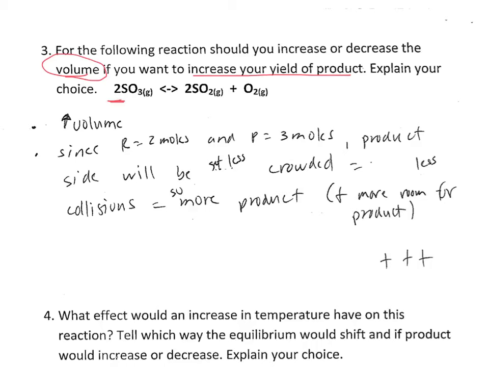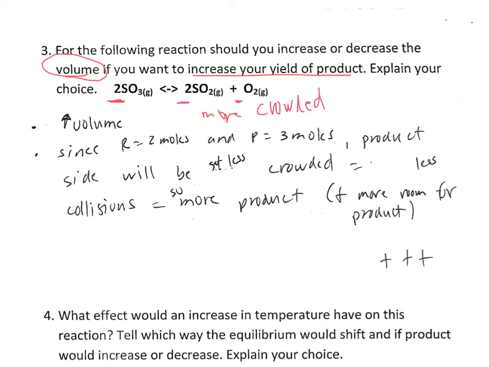But when I look, I have 2 moles on the reactant side, but I have 3 moles on the product side. So my product side is more crowded, which means increasing or decreasing volume is going to affect this side of the reaction more. So since it's the product side that's going to be affected more, I want to decrease the collisions on the product side to increase the amount of product made. So to decrease the amount of collisions, I should make it less crowded, which means I should increase the volume.